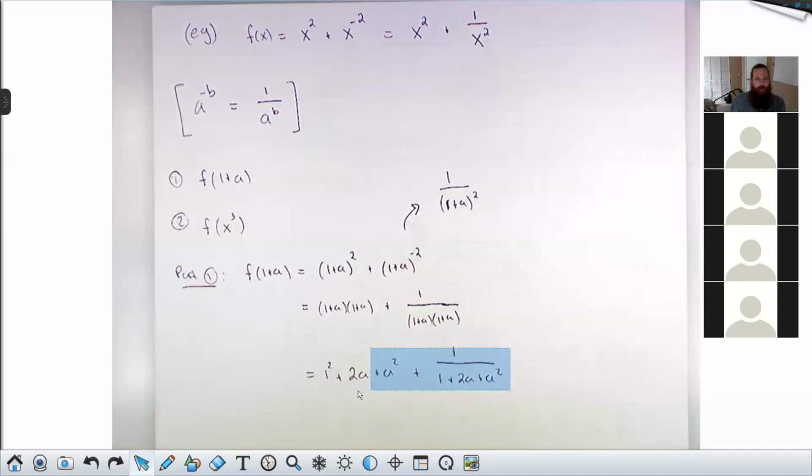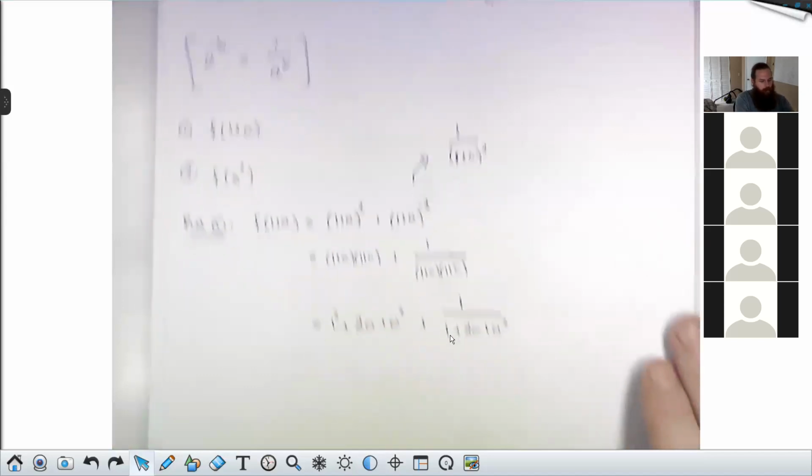And that's as nice as that's going to get. If you wanted to combine these, you would have to have a common denominator. Right now, the denominator of this piece is 1. So there's no really making nice here. You could, but it's going to end up with a 4th degree polynomial upstairs.